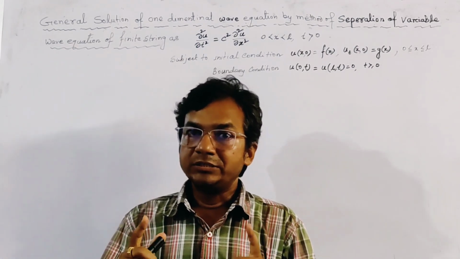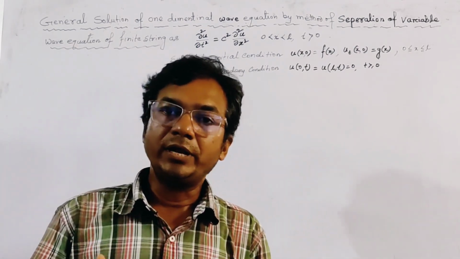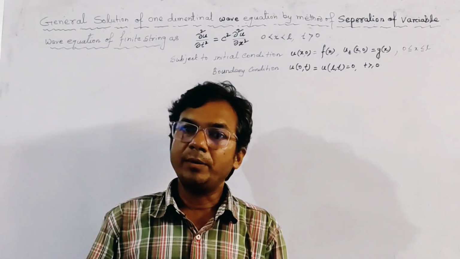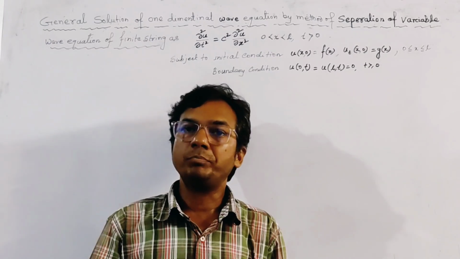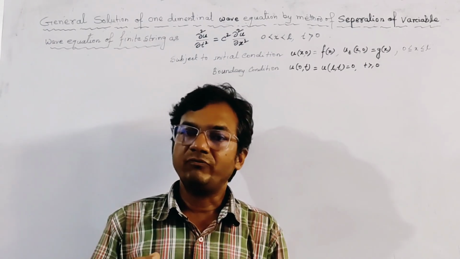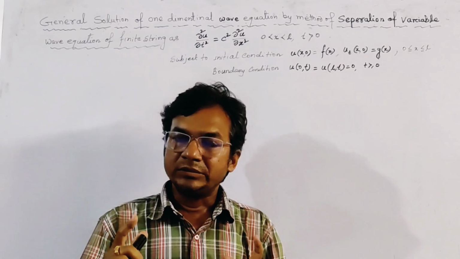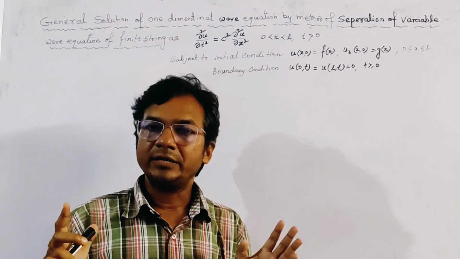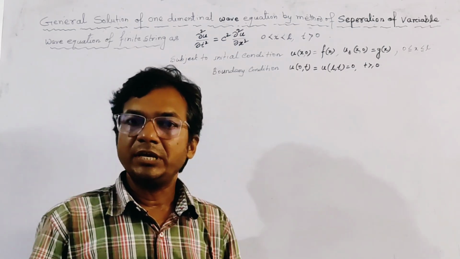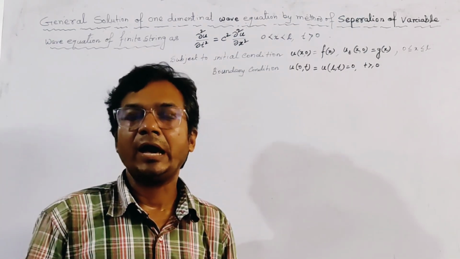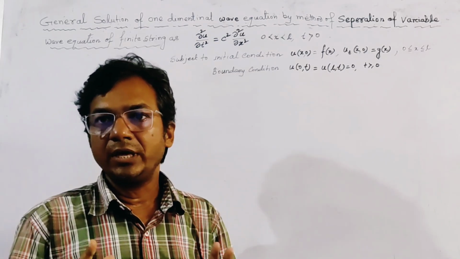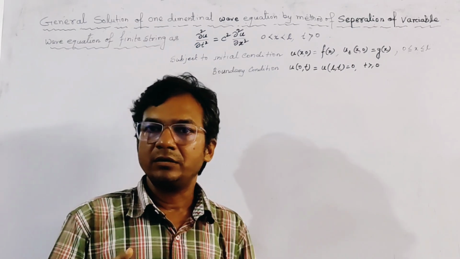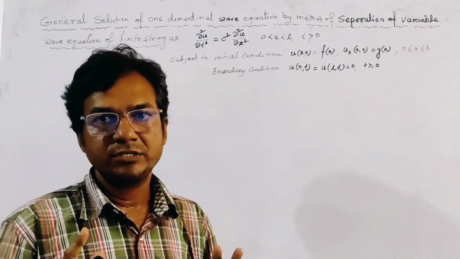Discuss the general solution of the one-dimensional wave equation. Okay, we know that one-dimensional wave equations are of three types. The first type is the equation for an infinite string, in the second type the string is semi-infinite, and in the last type the string is finite. Okay, and we consider here the problem of the finite string.